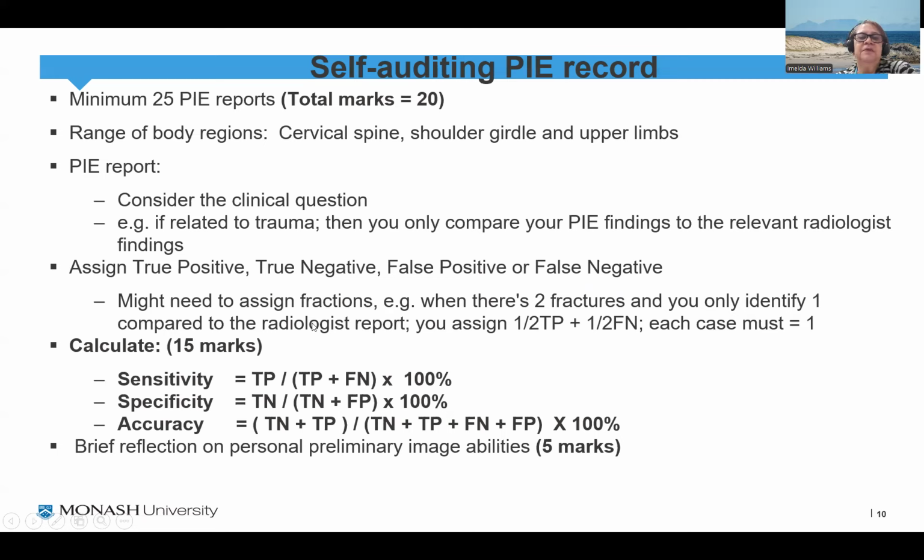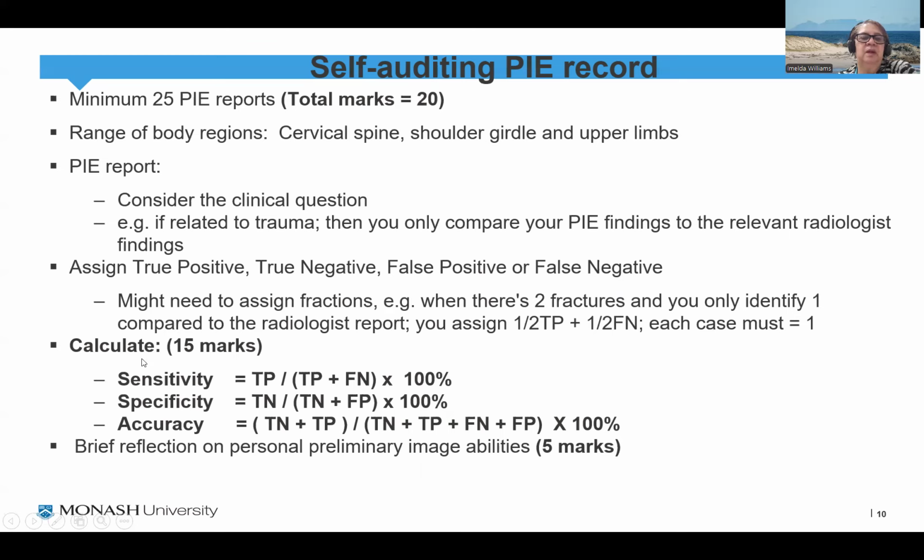So you might have to assign fractions. So here, an example: there's two fractures and we only identified one. So you would assign half a true positive because that's where you and the radiologist agree, and then half false negative for not identifying the other pathology. Remember that each of your cases can only be equal to 1.